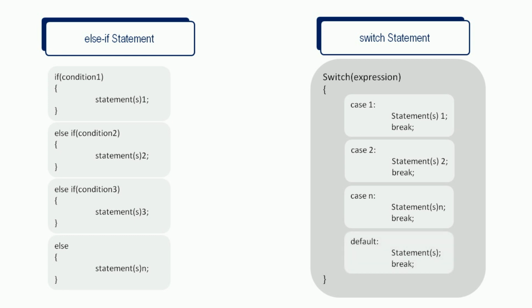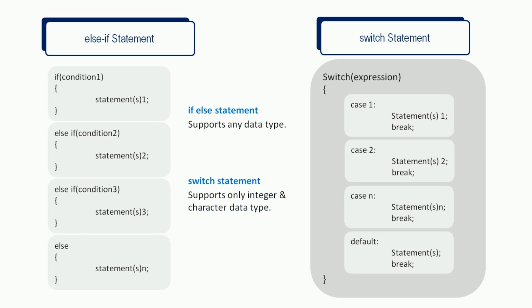So far, both the statements look similar, and probably you are thinking that they serve the purpose similarly. But there is a bit of difference. In else if statement, you can use data of any type to check conditions. That is, it supports all types of data. But in switch statement, you can use either integer or character type as an expression to test with the cases. Now, we'll move on to the execution part.